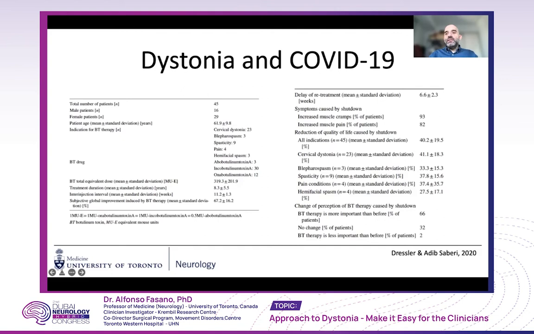Obviously, with COVID-19, dystonia clinic had suffered, and this is one paper showing that because of the delayed injection, the dystonia came back in everybody. So it's important to do these injections at regular intervals of 3 months usually.